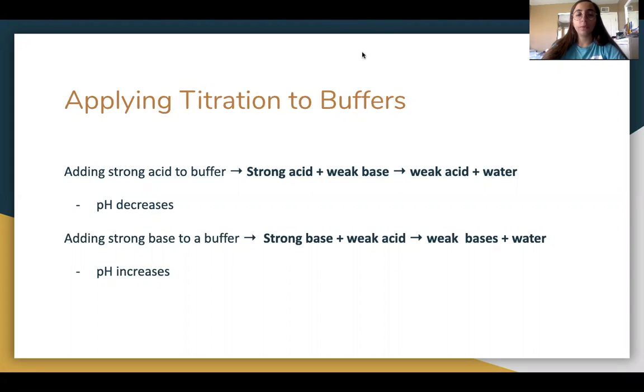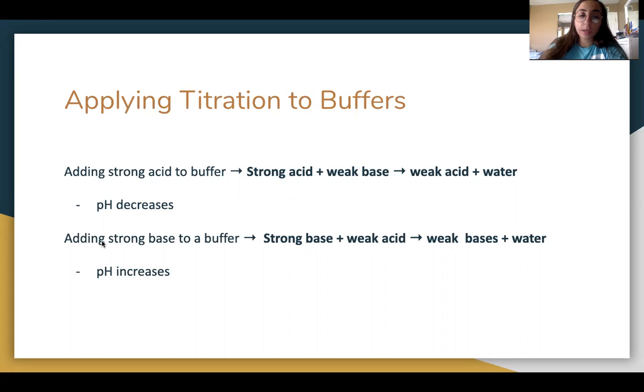Now for this last slide, we're going to apply titration to buffers, right? If you add a strong acid to a buffer, you're going to have the strong acid plus the weak base that you already have, and that will yield a weak acid in water. So the weak base has been converted to a weak acid and water. Here we know that the pH will be decreasing since pH is higher for a weak base and it's being turned into an acid, so it's automatically going to go from higher than 7 to lower than 7.